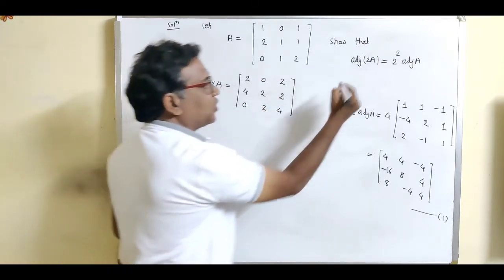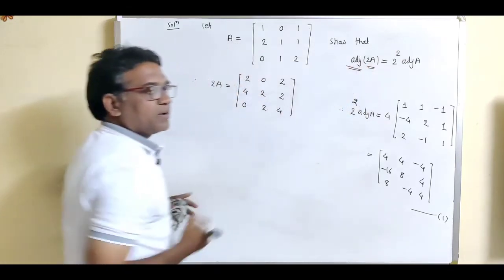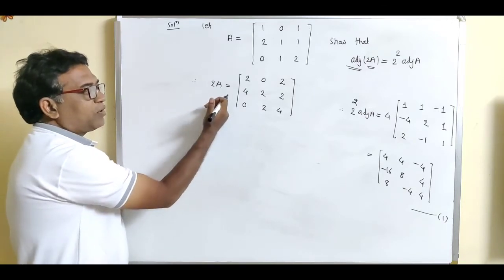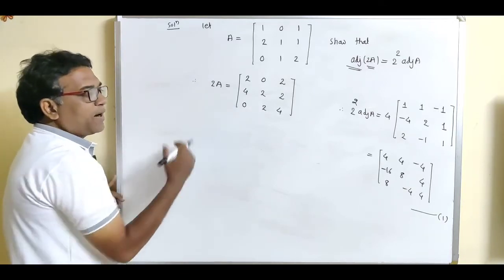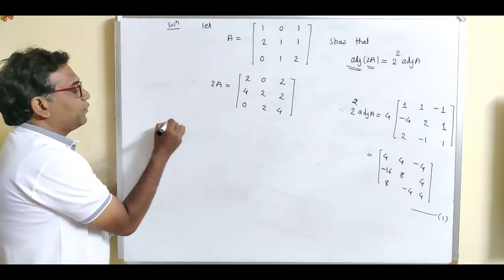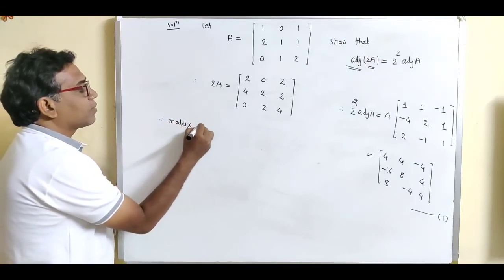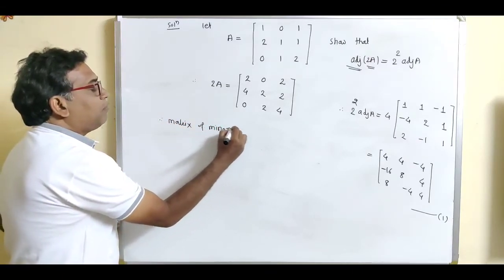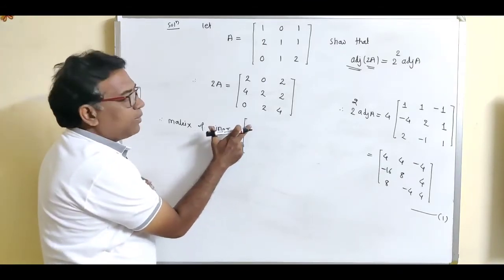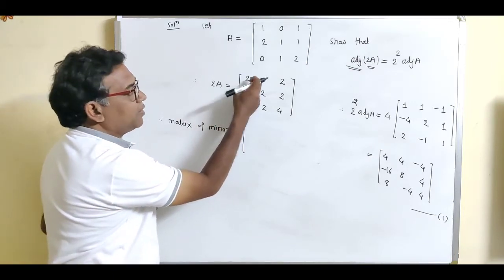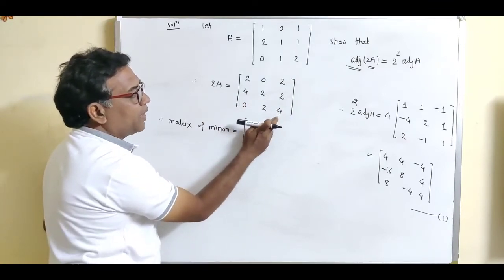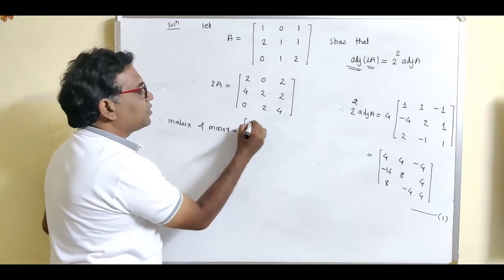Now from matrix 2A, find its adjoint. Again there are 3 steps. From this matrix 2A, first find the matrix of minor, then find the matrix of cofactor, and then take its transpose. So write down the matrix of minor. Therefore, matrix of minor is equal to, now find the first minor element. This is the corresponding position of the element. Delete the corresponding row and corresponding column and take the determinant of the remaining elements. 8 minus 4, so this is 4.